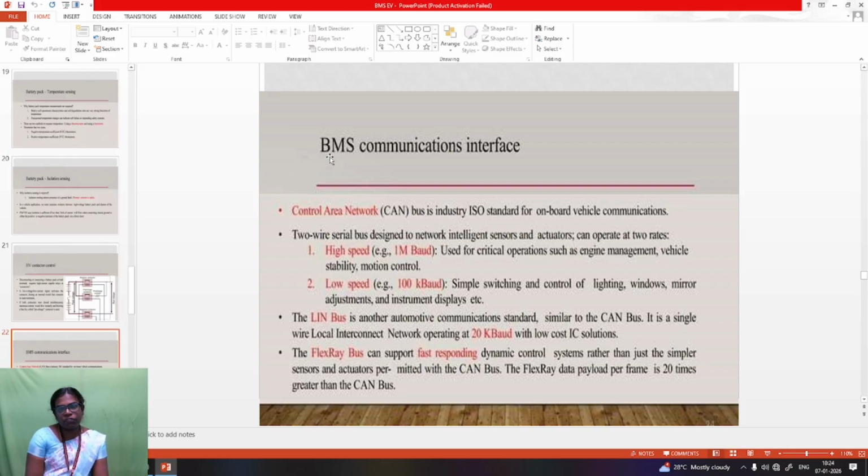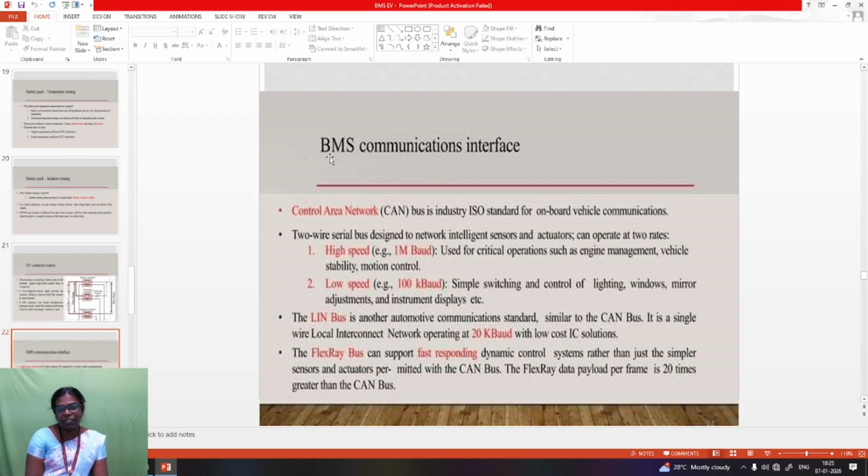So the BMS communication interface, that is the Controller Area Network, is an industry ISO standard for onboard vehicle communications. It is a two-wire serial bus designed to network intelligent sensors and actuators, and can operate at two rates: high speed and low speed. High speed is used for critical operations such as engine management, vehicle stability and motion control. Low speed is for simple switching and control of lighting, windows, mirror adjustment and instrument display, etc.